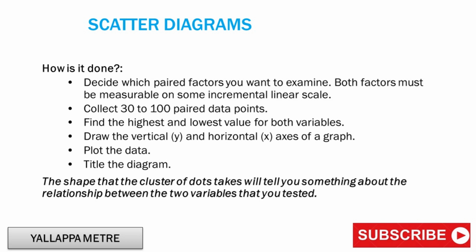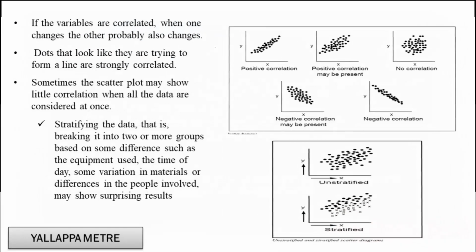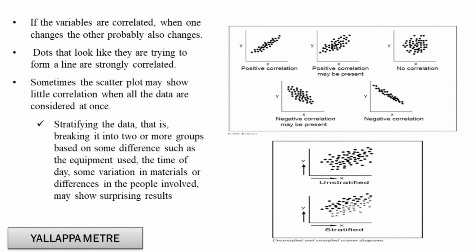The shape that the cluster of dots takes will tell you something about the relationship between the 2 variables that you tested. If the variables are correlated, when one changes the other probably also changes. Dots that look like they are trying to form a line are strongly correlated. Sometimes the scatter plot may show little correlation when all the data are considered at once. Stratifying the data, that is, breaking it into 2 or more groups based on some difference such as the equipment used, the time of day, some variation in materials or differences in the people involved, may show surprising results.